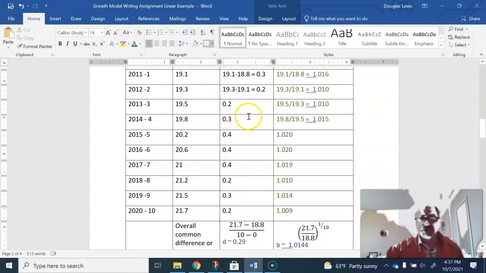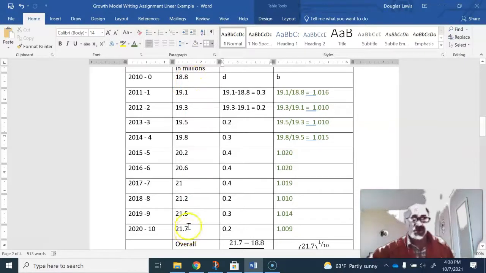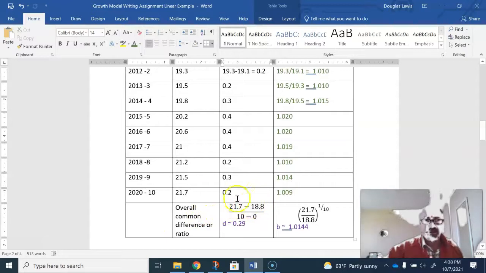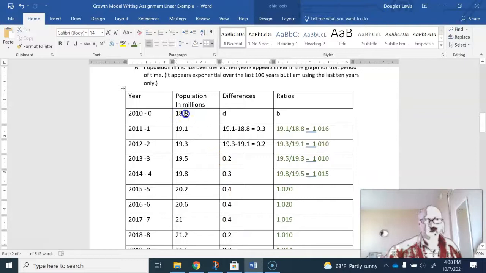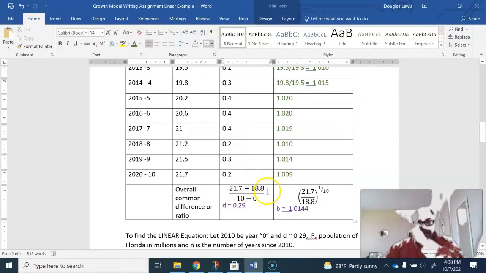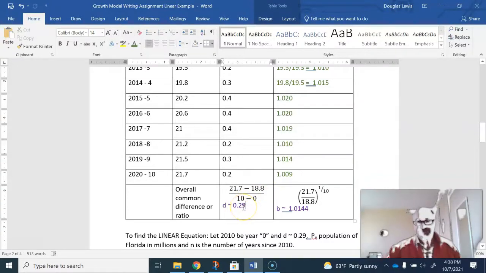How do you find the average over the whole 10-year span? From 2010 to 2020, which is 0 to 10 years, it's a slope. You take the rise, which goes from 18.8 to 21.7, over the run, which goes from 0 to 10. So I got 21.7 minus 18.8, the last value minus the first value, over a 10-year span, 10 minus 0 is 10. And that comes out to be 2.9 divided by 10, or 0.29, which is my common difference.